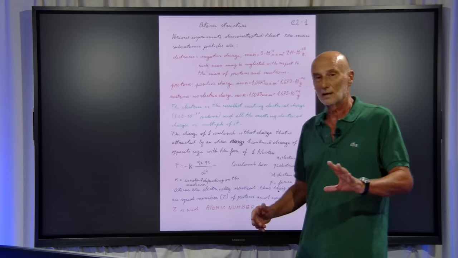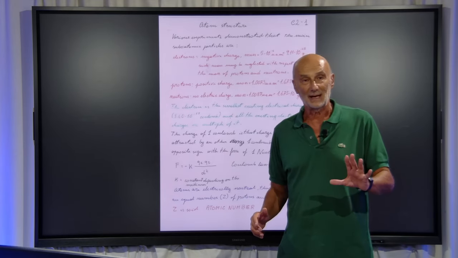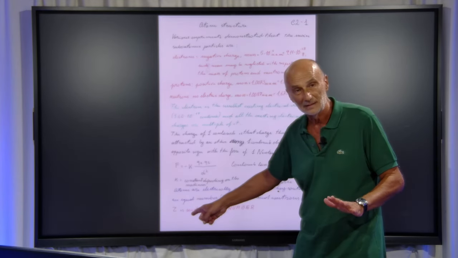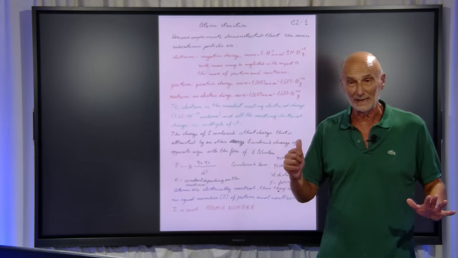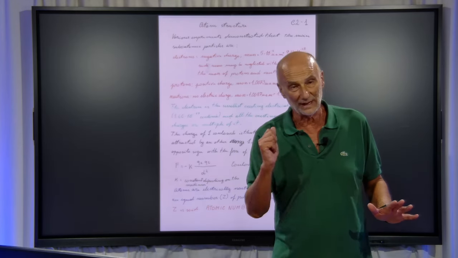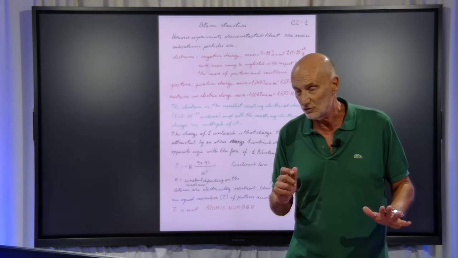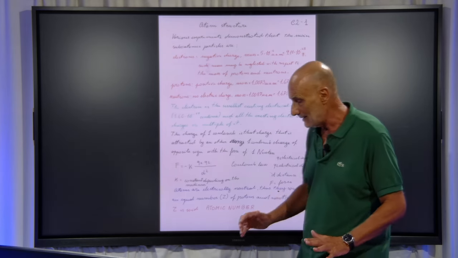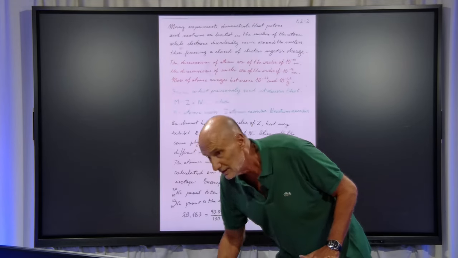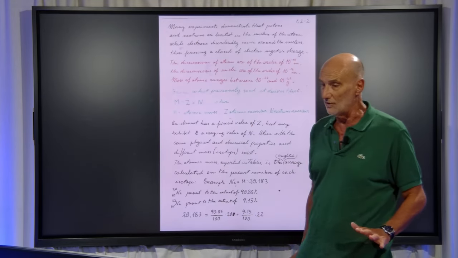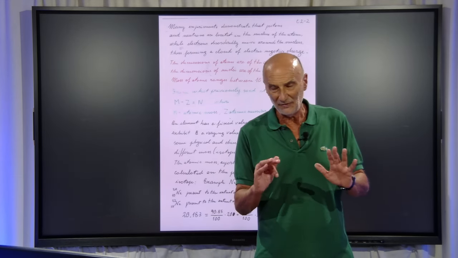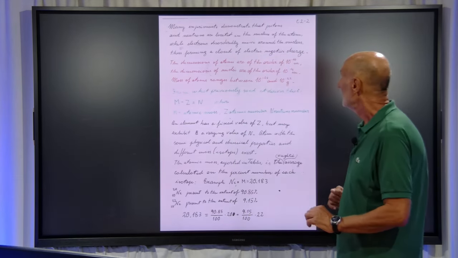Well, the various elements are characterized by the number Z, which I remind you again is the number of electrons, which is equal to the number of protons. In an atom, the number of neutrons may slightly vary. Later we will see this fact.